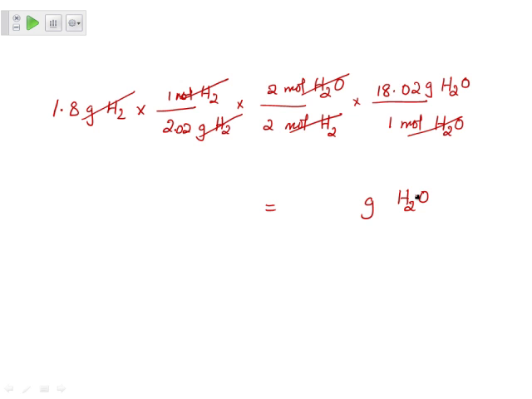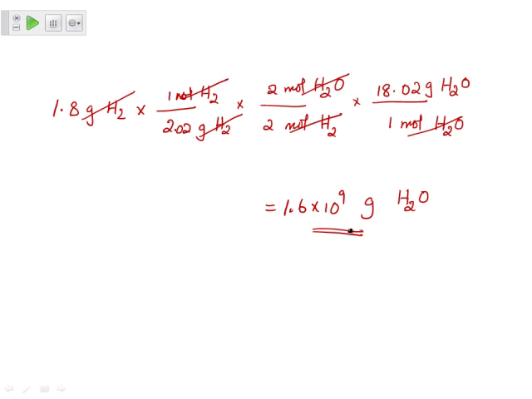Let's do this math. This is still easier math because this is basically 1, right? 2 by 2 is 1. So 1.8 multiplied by 18.02 divided by 2.02 will give you the answer. Or 1.8 divided by 2.02 then multiplied by 18.02, whichever way you want to do. How many grams of water will be produced? 1.6 times 10 to the power 9 grams of water is produced.